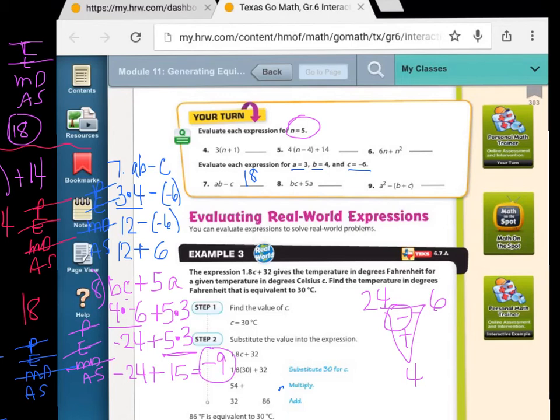Okay, the last one on this page. I'm going to come up here and do it. Number 9 says A squared minus B plus C. Okay. Now I'm going to take out the A and put a 3. So 3 squared minus, and I'm going to take out the B and put a 4, and I'm going to take out the C and put a -6. Whoa, you just about can't read that. Let's pause for just a minute.